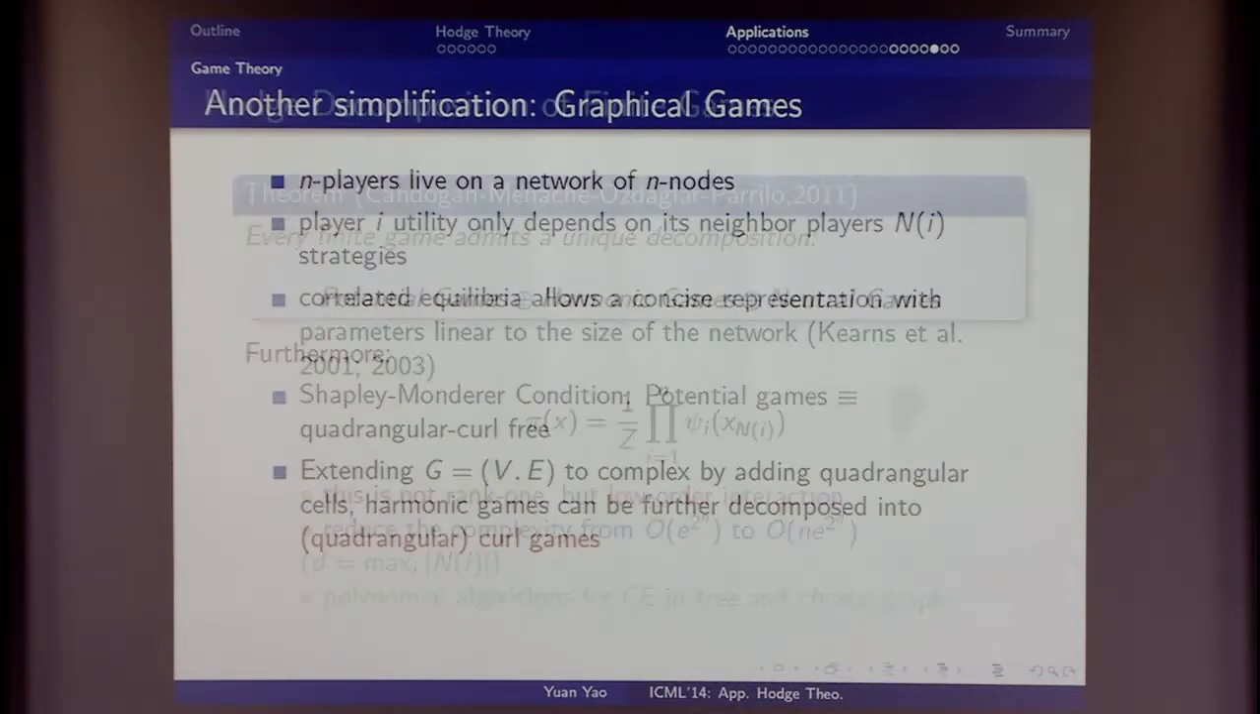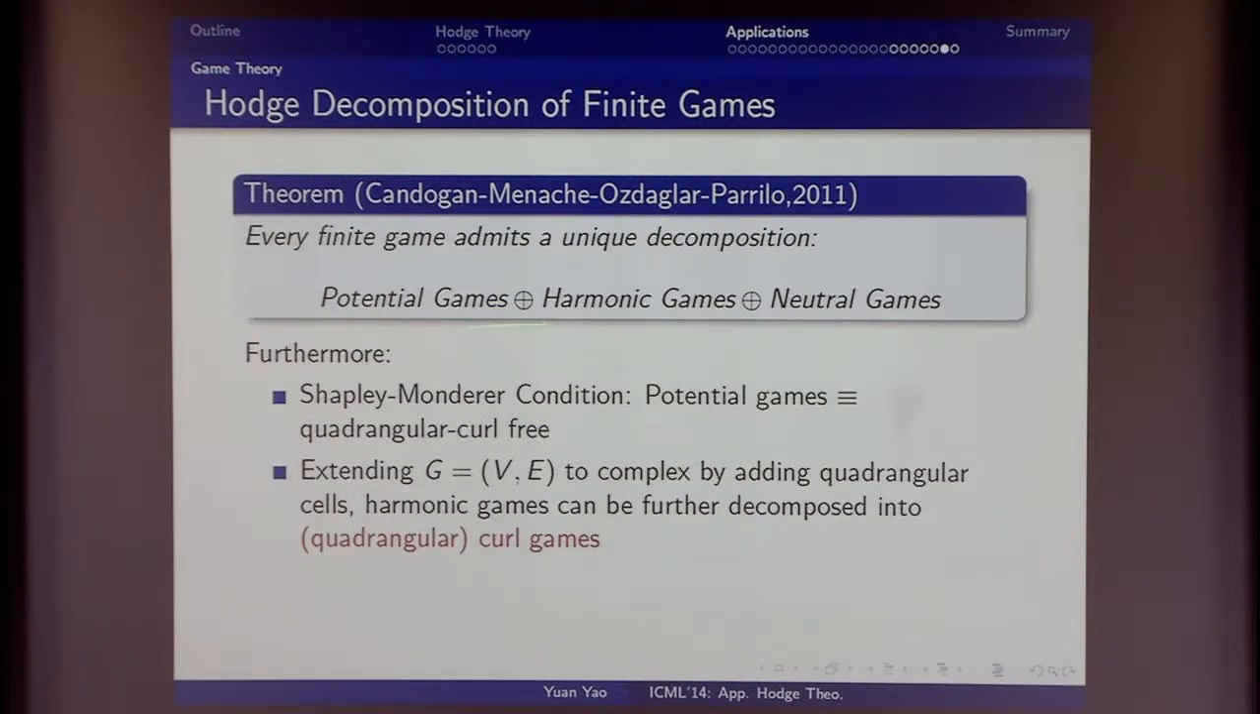With this kind of structure, we find that Pablo Parrillo recently suggested every finite game admits a unique decomposition. It means the data, when we map it to the graph flow, always decomposes into a potential game, a harmonic game, and a risk neutral game. This risk neutral game means every player can translate their utility by a constant without changing their relative preference.